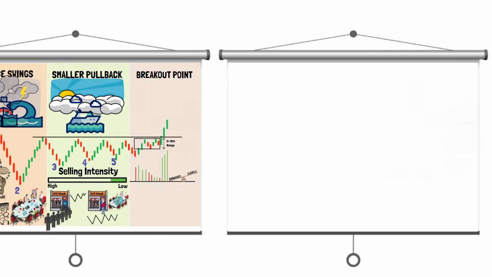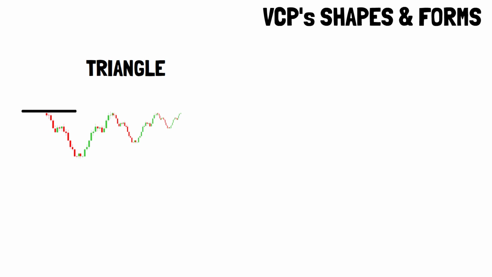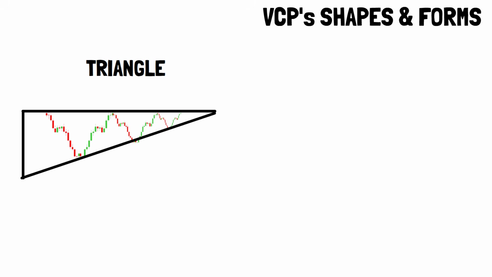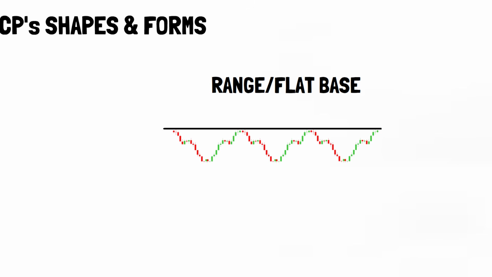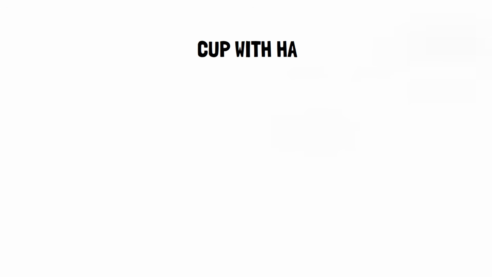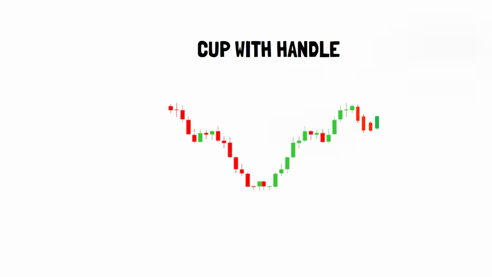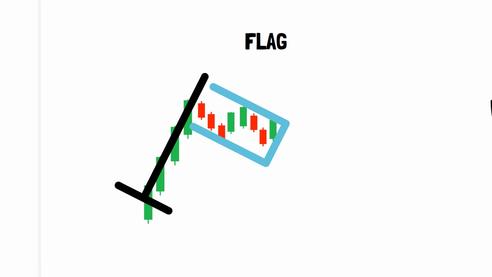The VCP can come in multiple shapes and forms. For example, a triangle, in which the highs and lows of the contractions are joined through trend lines forming the triangle. A range or flat base, in which the trend lines run parallel when drawn on the highs and lows. This is something I look for in particular when trading breakouts. Cup with handle, in which the price pattern resembles a cup with a handle, the handle being the tight area before the breakout. And the last is the flag, a powerful pattern that resembles a small flag when the trend lines are drawn, connecting the highs and lows of the pattern.